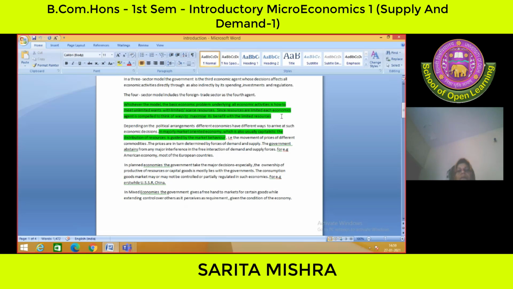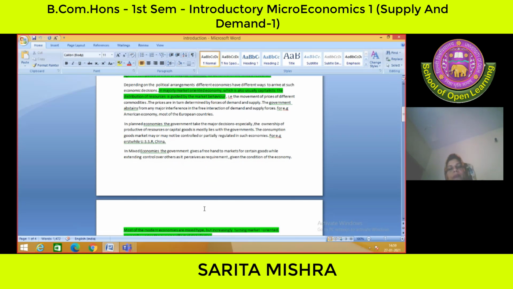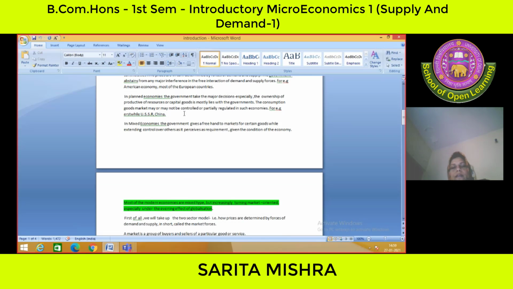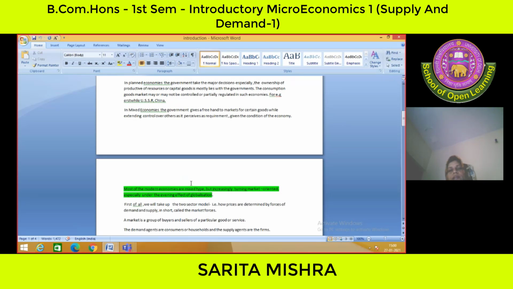In planned economies, the government takes the major decisions regarding production and sometimes consumption also, especially the ownership of productive resources or capital goods mostly lies with the governments. The consumption goods market may or may not be controlled or partially regulated in such economies. In mixed economies, the government gives a free hand to markets for certain goods while extending control over others as it perceives and as per requirement.